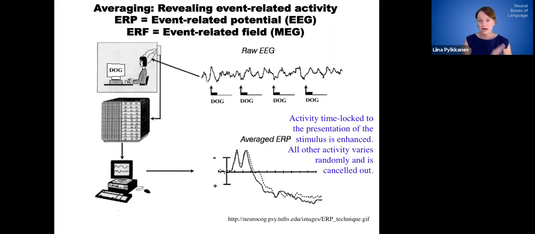Okay, so here, activity that's time locked to the presentation of the stimulus is enhanced, and all other activity that varies randomly is supposed to be canceled out. That's the basic idea. And there are many other ways to also discriminate between brain signal and noise, but this is the most classic, most traditional one, and we can run pretty far in this course with just this idea.